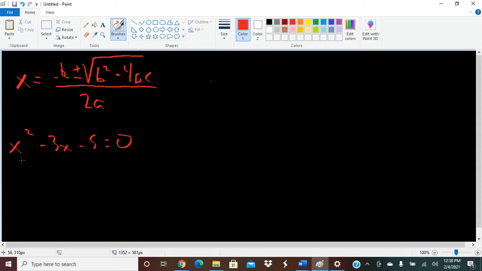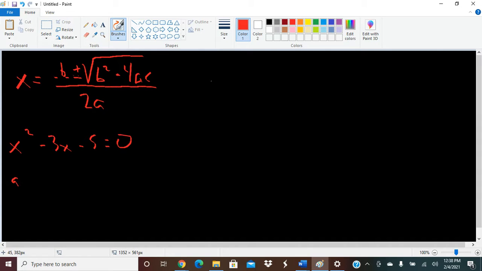So when they can't be factored, our next best option is to use the quadratic equation, and this is what it is: x equals negative b plus or minus the square root of b squared minus 4ac, all over 2a. All right, so this is what we do. We're going to go through, and first we have to label a, b, and c so we know where to insert our numbers into our formula.